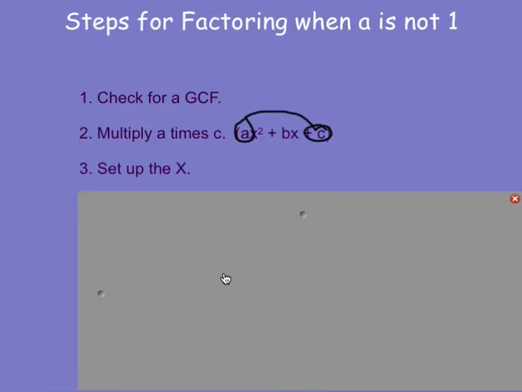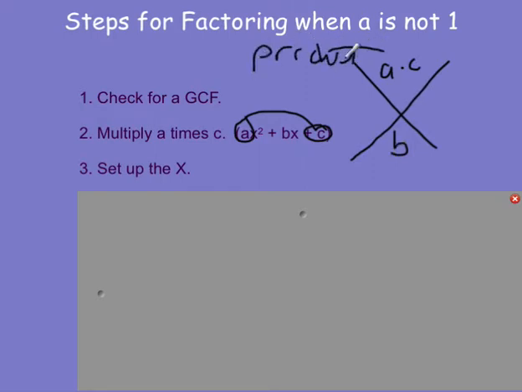Okay, then you're going to set up your x. We've been practicing some of these in class. Here's how the x is set up. I suggest you put this on your sheet. We do a times c. So you're multiplying a times c. So this right here is your product. And this down here is your sum.